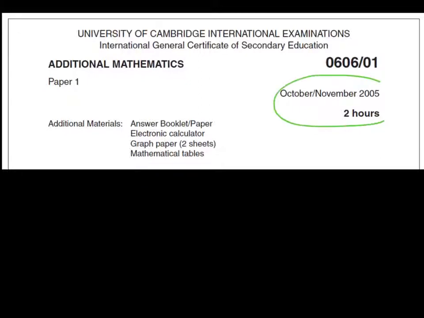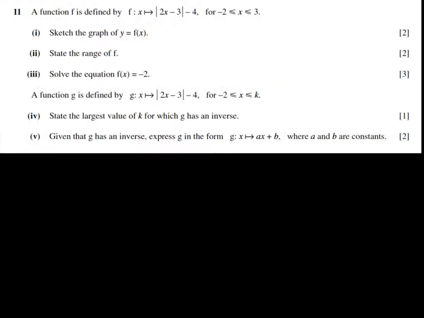Okay, October, November 2005. Question 11. I'm going to look at this part. That's a function g. State the largest value of k for which g has an inverse. Let's look at the graph of g.